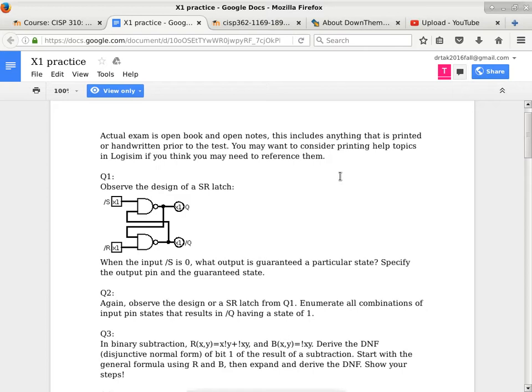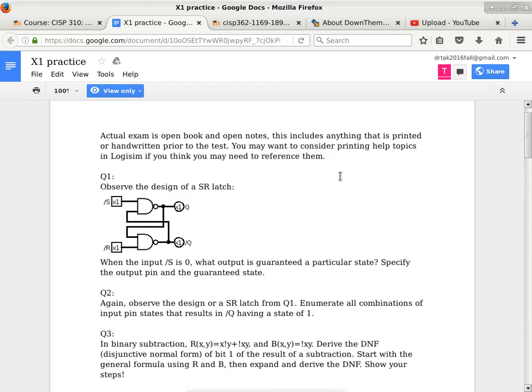The exam is going to be open book, open notes, including anything that you want to bring along with you that is either printed or handwritten prior to the exam. So if you want to print all the relevant pages in LogiSim to describe the components, go ahead. If you want to print out your screenshots from the YouTube stuff, go ahead. My suggestion is do not bring too much, because it might become difficult to find what you need to find.